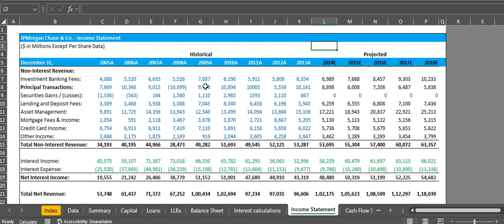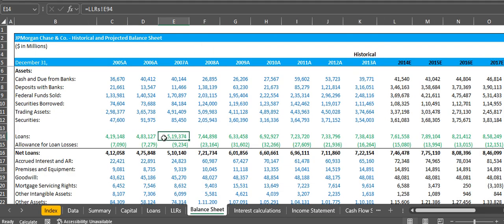In the last video we discussed the income statement. In this video we are going to discuss the balance sheet, the interest calculation, and loan ratios. So first we are going to discuss the balance sheet. What are the assets for the investment bank?